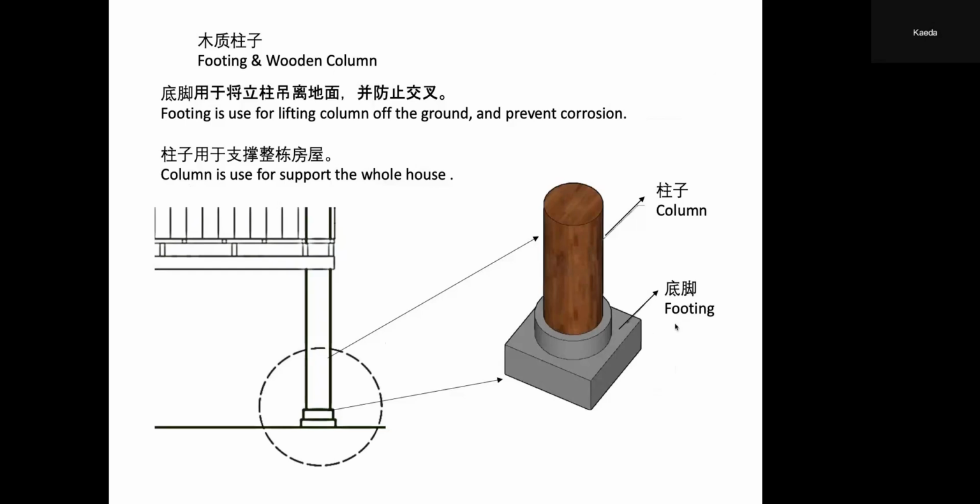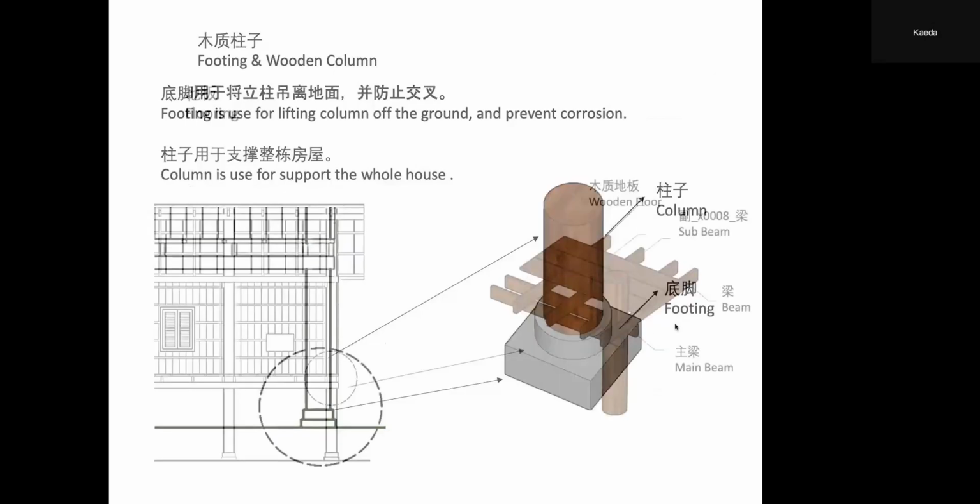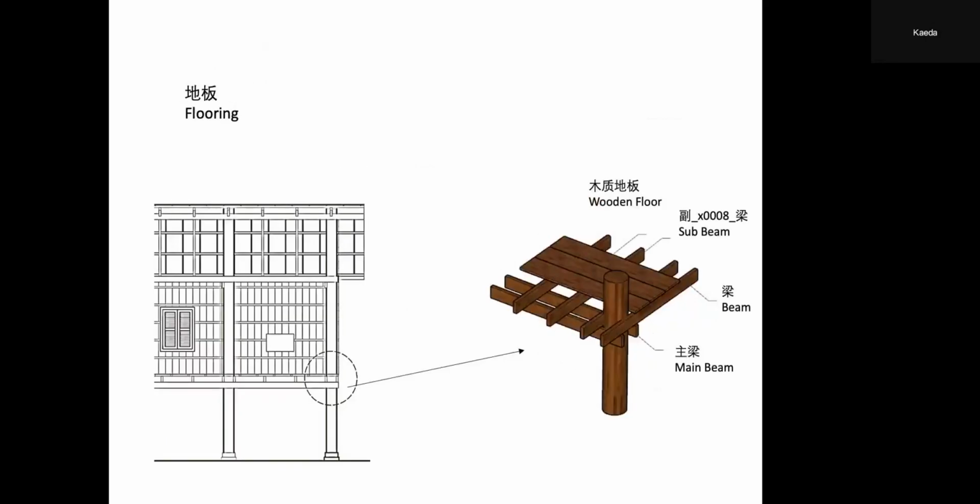This is the flooring structure. Mounting is made between the column and beam and sub beam. Then we apply wooden floor over these beams. This way, the air can flow into the house through the gap between the wall and the flooring.